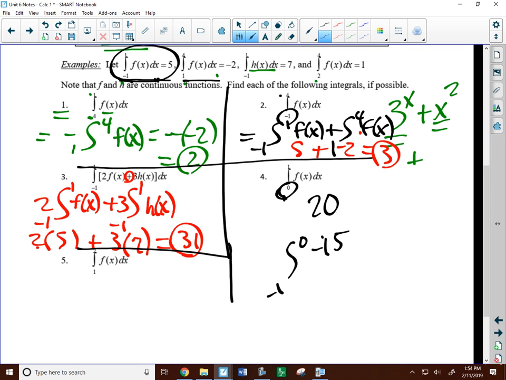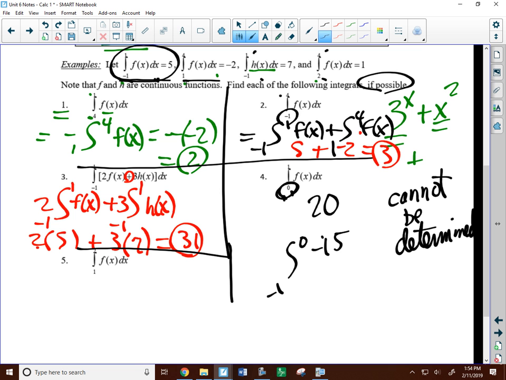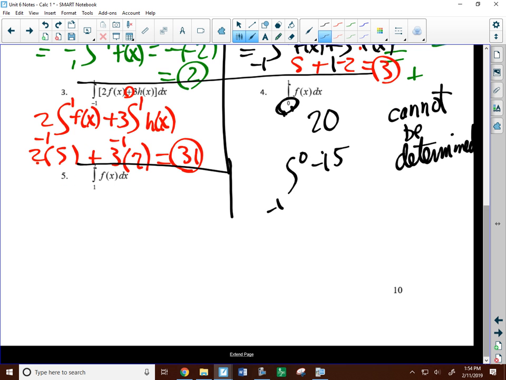Basically, this should clue you in. If you see a number here that's not in any of these up here, it's probably not going to work. And that's what this one is. This one cannot be determined. You can write no solution. I'm going to write cannot be determined. It says if possible, so notice that you can write no solution or cannot be determined.